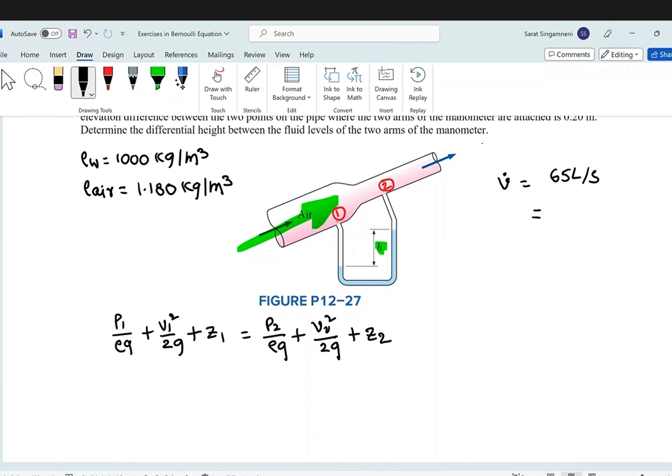In case you have confusion, 1,000 liters is 1 meter cube. Therefore, 65 liters is 65 over 1,000 meter cube, which will be 0.065 meter cube per second. That is the flow rate.